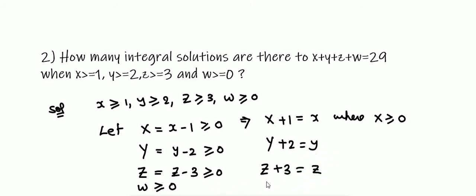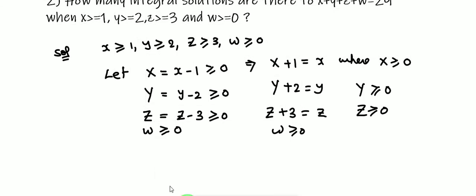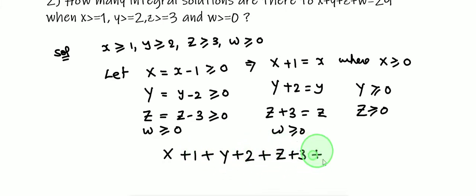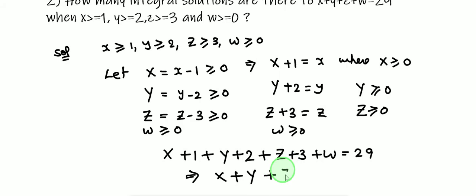If you translate this equation into new parameters, it becomes capital X plus 1, capital Y plus 2, capital Z plus 3, plus w is equal to 29. In this equation, the right-hand side appears, which is equal to 29 minus 6.